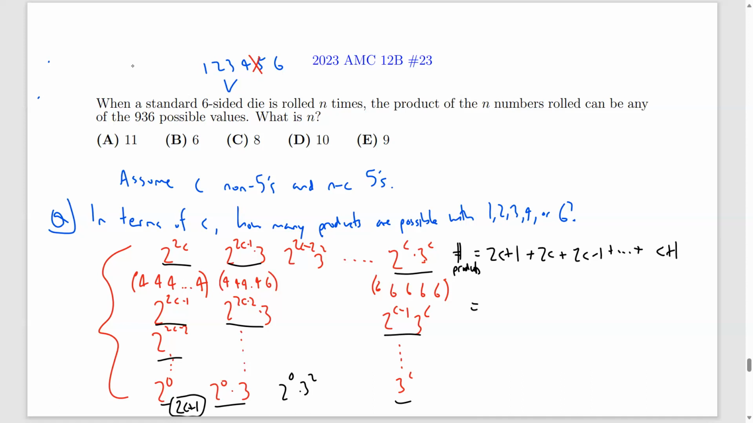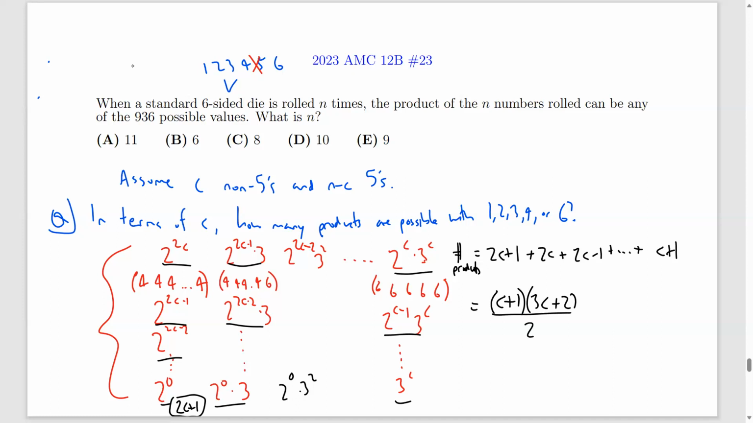This is an arithmetic series, so we can compute the sum by looking at the number of terms, which is C plus 1, and then multiplying by the average of the first and last terms. So we have C plus 1, and the average of the first and last terms is 3C plus 2 over 2. This gives the number of products in terms of C.